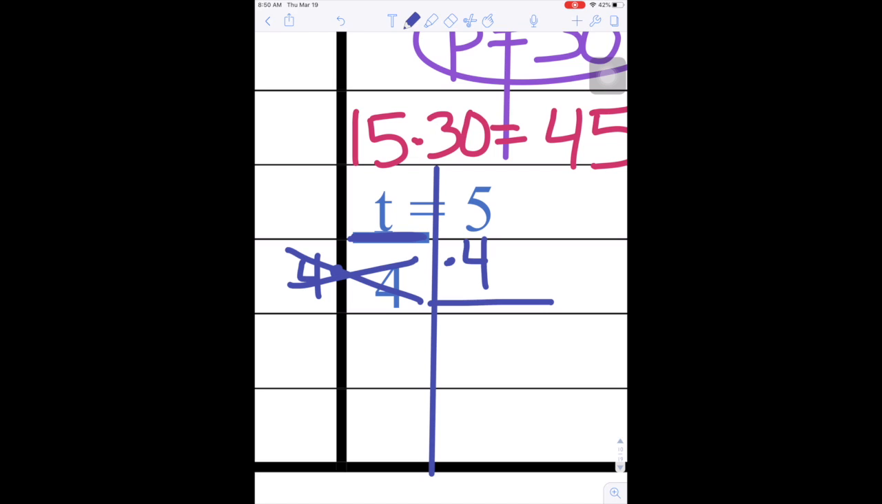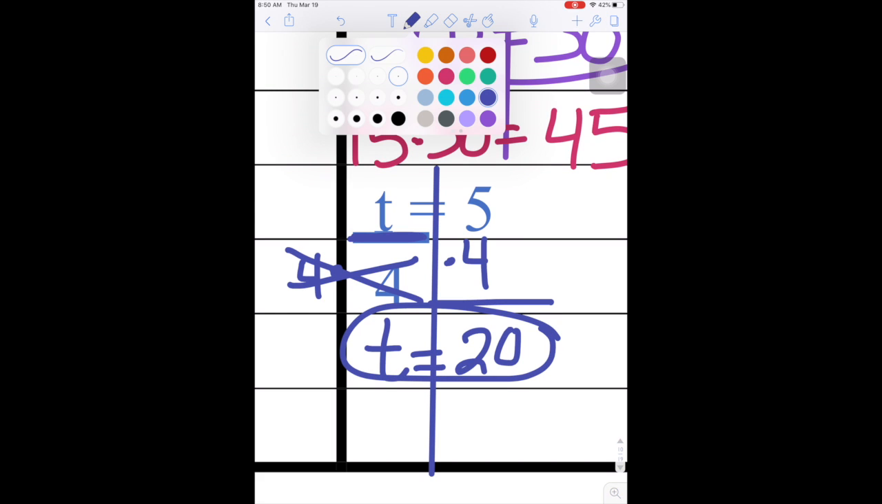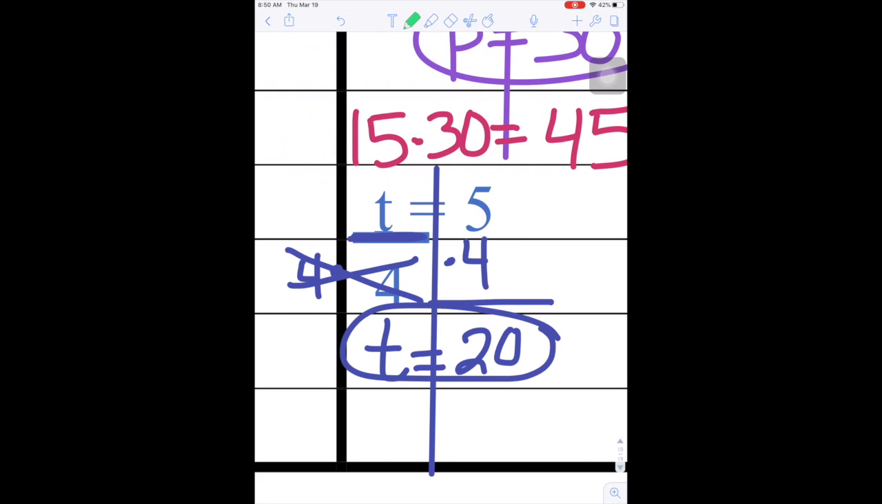So on this side I have t. 5 times 4. Count by 5s. 5, 10, 15, 20. So if we sub it back in, I should have 20 divided by 4. And 20 divided by 4 gives me 5.